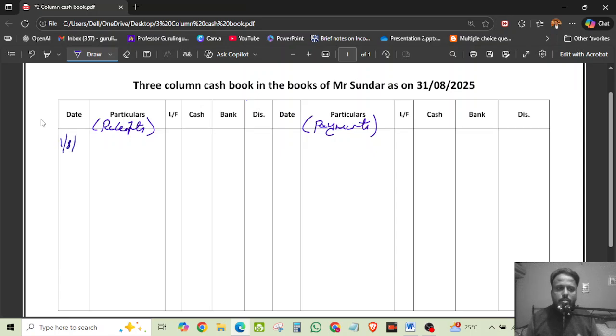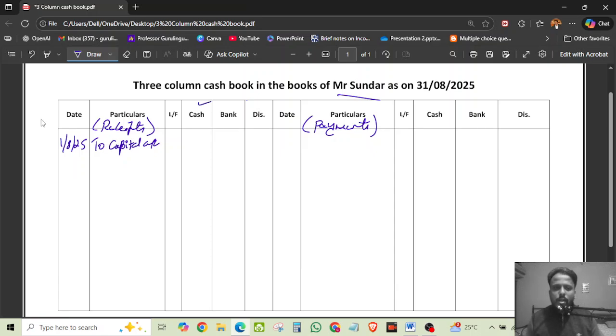Already I have explained the journal entry, that is cash account debtor to capital account. So this is a 2-in-1, that is journal entry also you are learning and applying, and also you are passing the entry in the ledger book. So you need to write an entry called three-column cash book in the books of Mr. Sundar as on 31st August 2025. The format is also very simple.